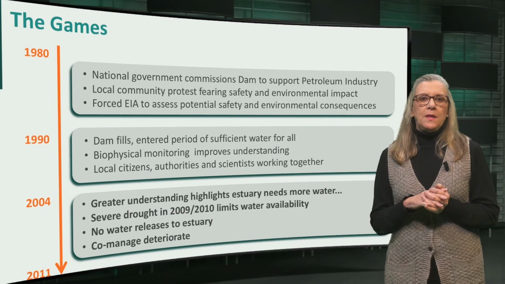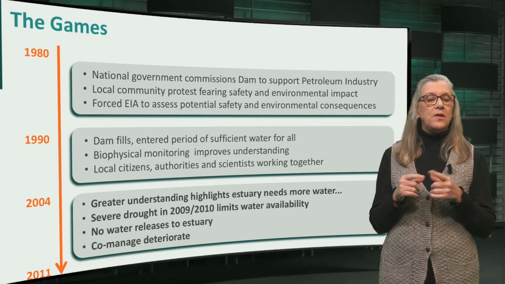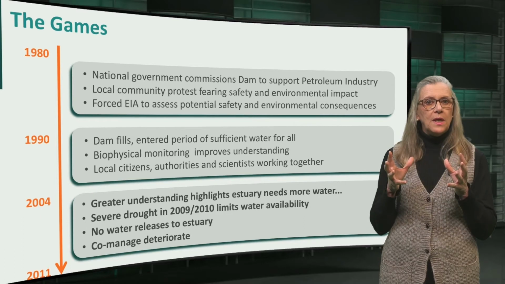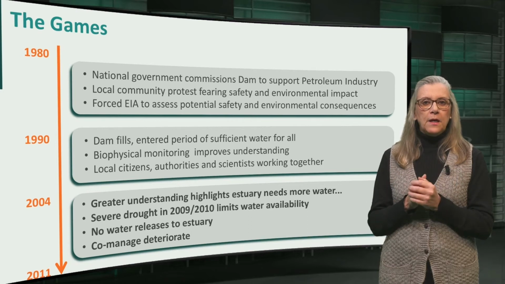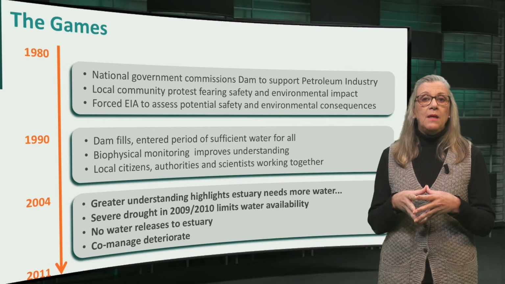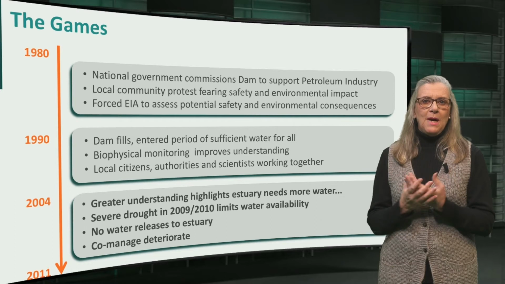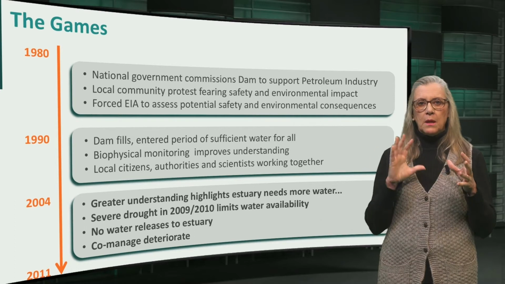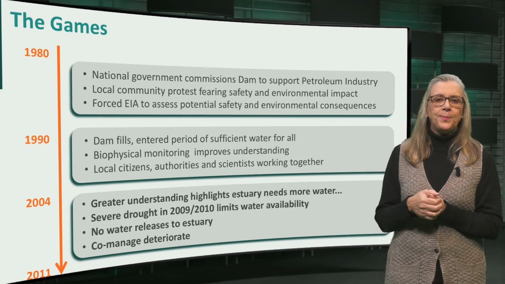Towards the mid-2000s, the improved scientific understanding indicated that the estuary actually needed more water than was originally allocated. And on top of this, a severe drought affected the area during this period, placing severe stress on water availability. So much so that the authorities stopped releasing water to the estuary. As you can imagine, mutual trust, co-management arrangements and collaboration took a dive.